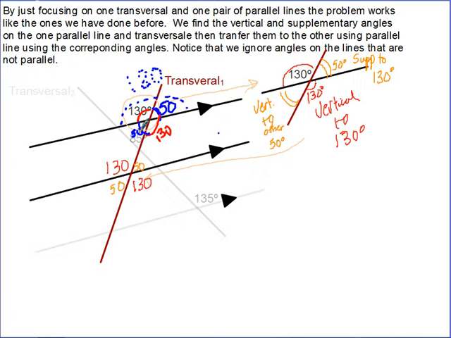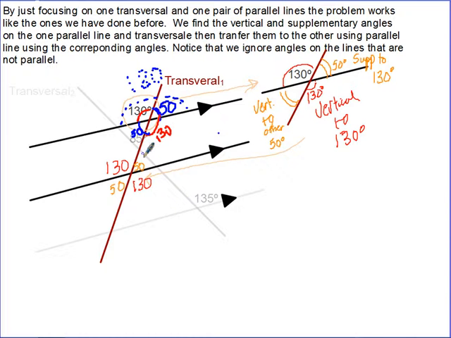Now that other number right there could get in our way, especially if the drawing is small. But now what am I going to do? I'm going to take this and, as though I could cut it or slide it down the transversal, go down the transversal to my next parallel line, and put the same numbers in the same corresponding positions: 130, 50, 50, and 130. Why didn't I do it here? Because that's not one of my parallel lines, and so the rule doesn't apply there.